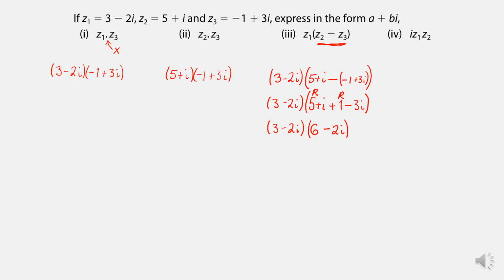Now you have the preparation work done. Now you have a 2 by 2 multiplication, just like the other examples. And the last example is i times z1, which was 3 minus 2i, by z2, which is 5 plus i.